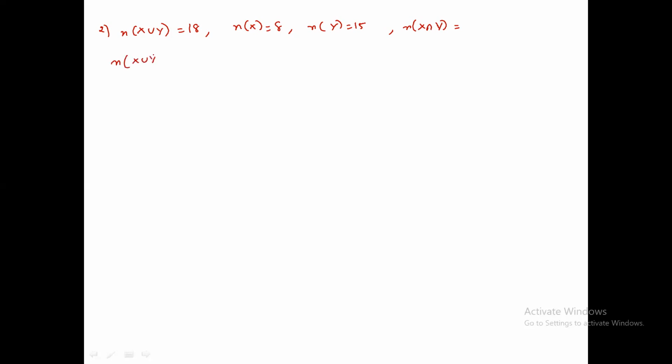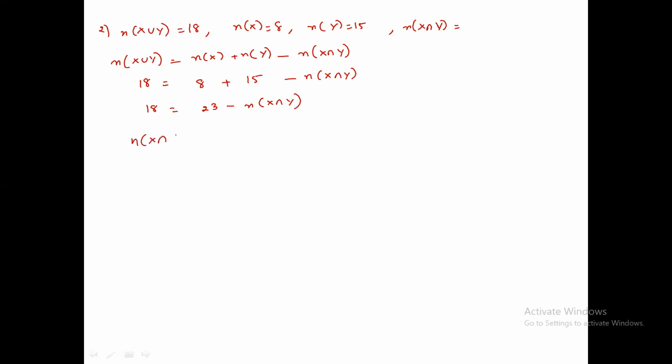N of x union y equal to n of x plus n of y minus n of x intersection y. So we know n of x union y is 18, n of x is 8, n of y is 15, and we have to find n of x intersection y. So 18 equal to 23 minus n of x intersection y. N of x intersection y is 23 minus 18, that is 5.